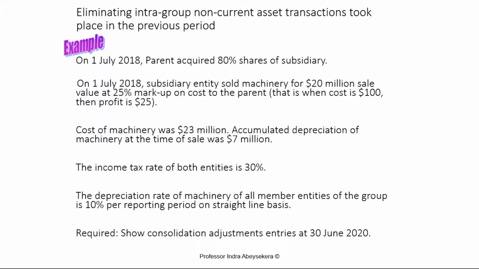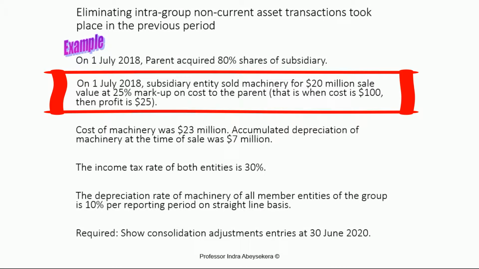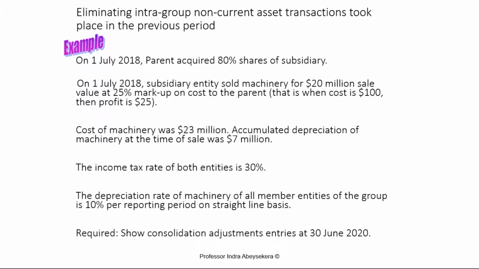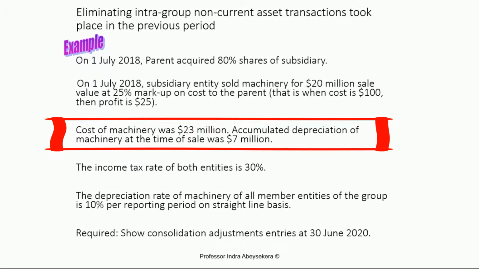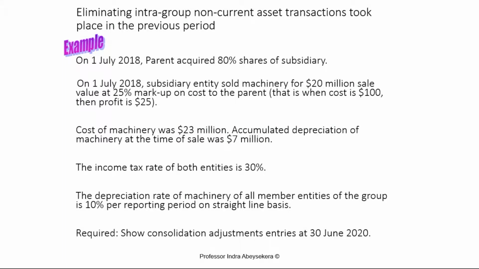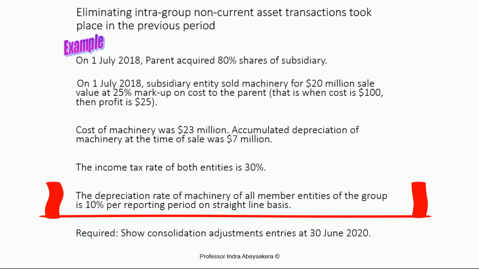On 1st of July 2018, the subsidiary sold a machinery for $20 million. The cost of the machinery was $23 million and the accumulated depreciation was $7 million. So the carrying value of this asset is $16 million. The income tax rate is 30%, and the depreciation rate applied to machinery in the group is 10% per reporting period on a straight line basis.